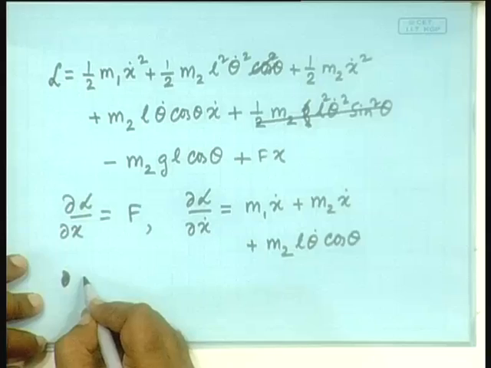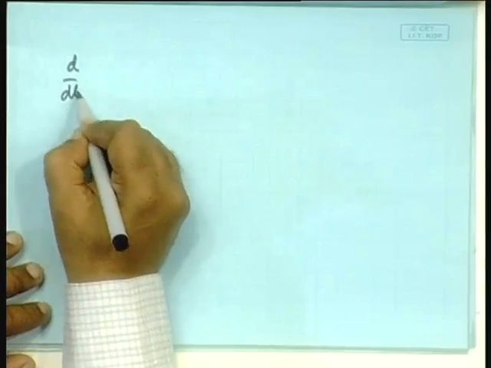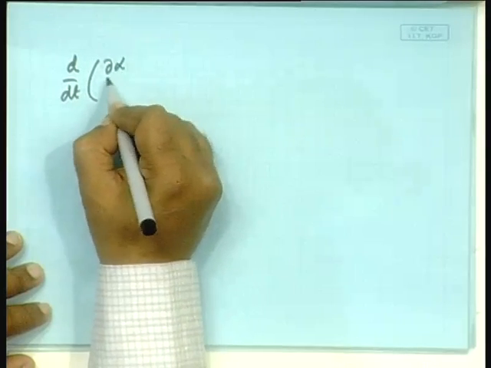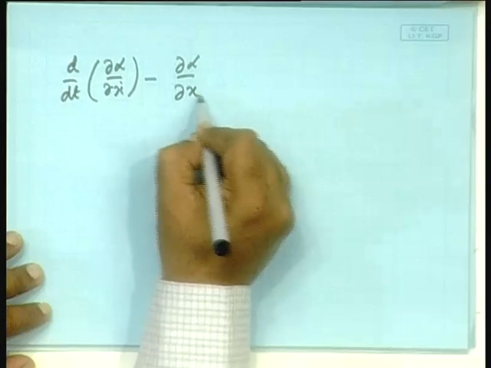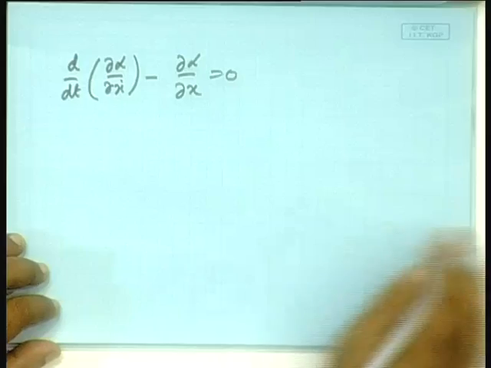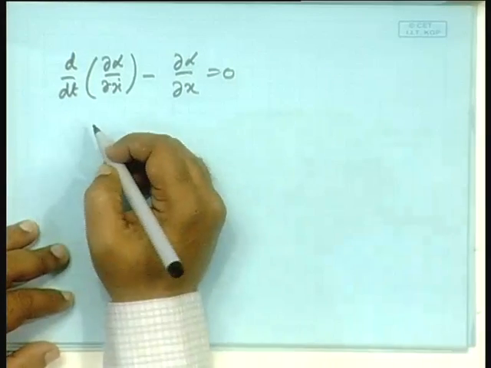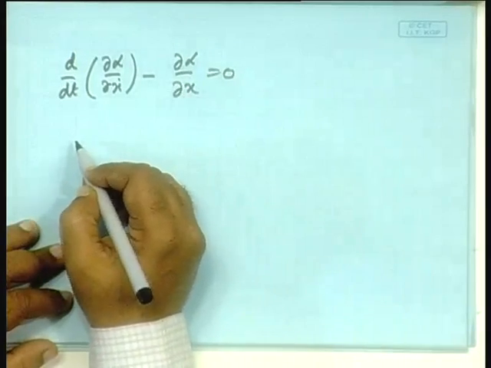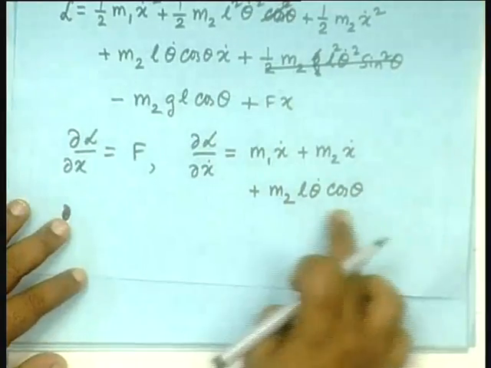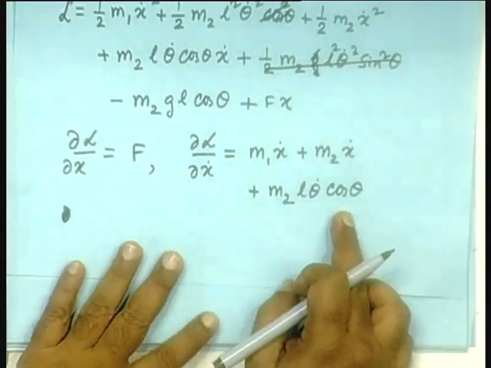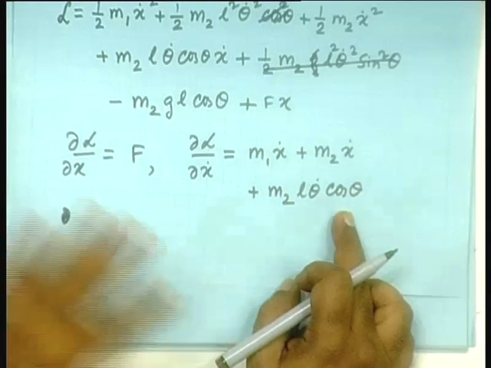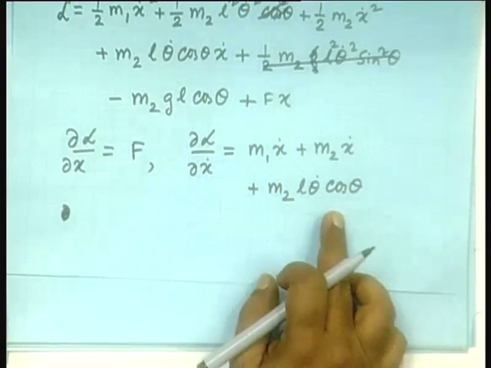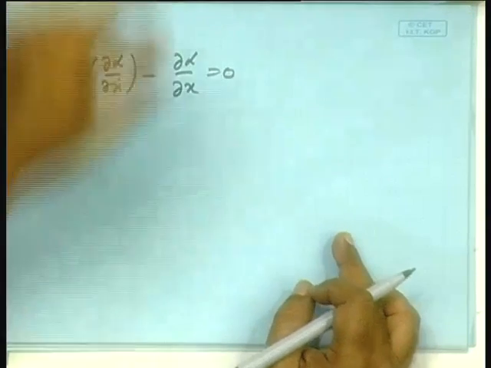The equation would be then d dt of the Lagrangian with respect to x dot minus the Lagrangian with respect to x equal to 0. Now, when we expand it, write the d dt of this correctly. I am saying this because most students make a mistake here. Write the d dt of this correctly.